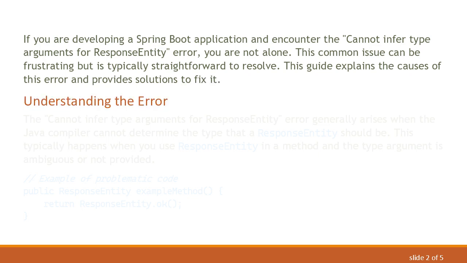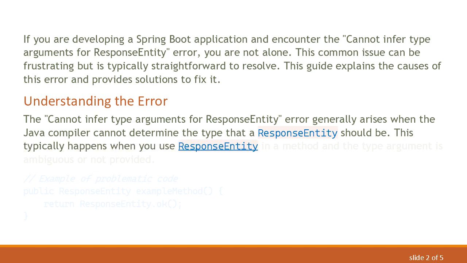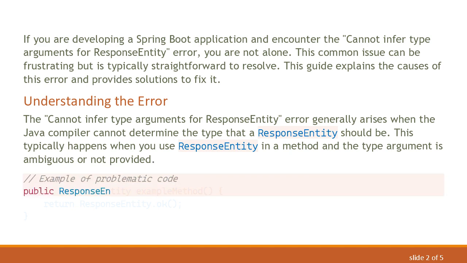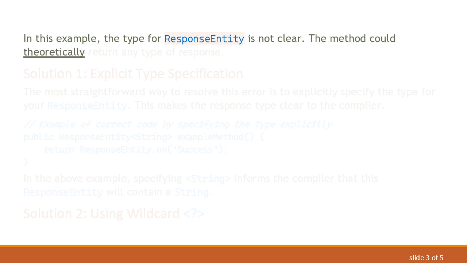Understanding the error. The cannot infer type arguments for ResponseEntity error generally arises when the Java compiler cannot determine the type that a response entity should be. This typically happens when you use ResponseEntity in a method and the type argument is ambiguous or not provided. In this example, the type for ResponseEntity is not clear. The method could theoretically return any type of response.